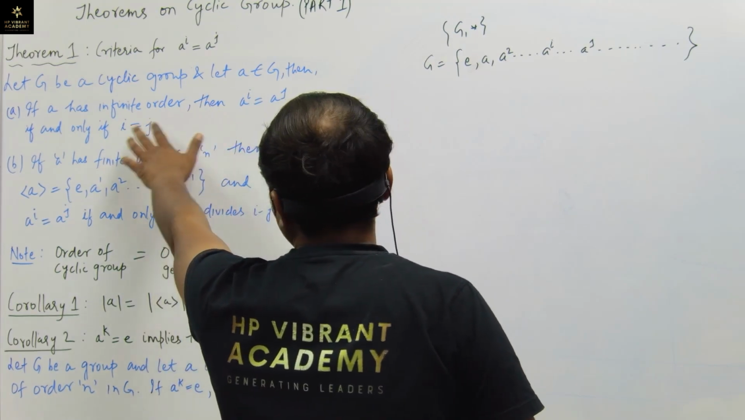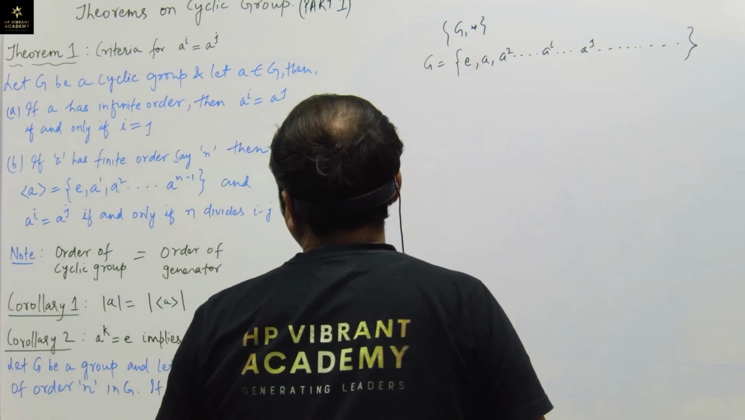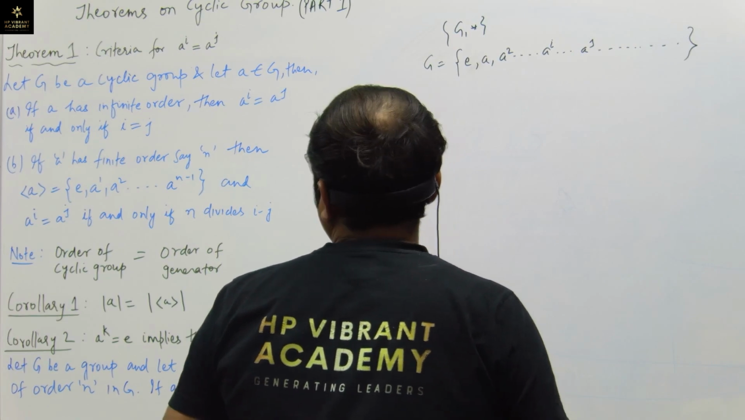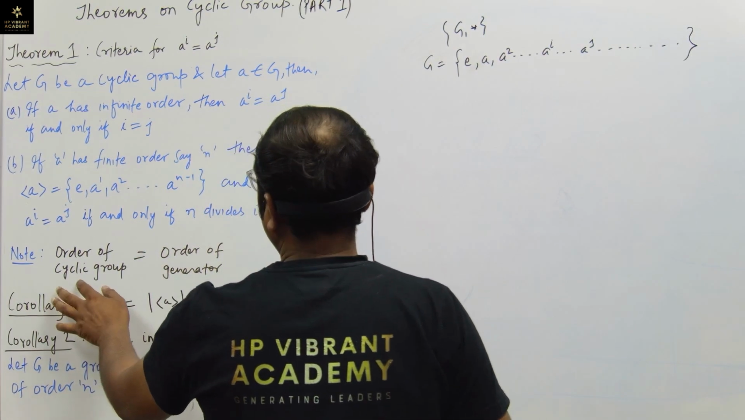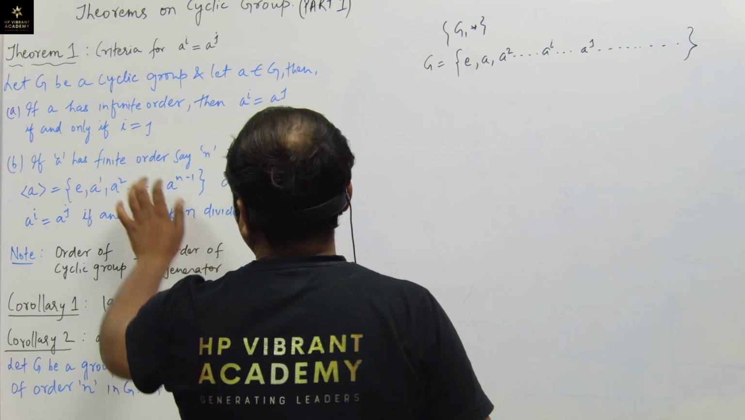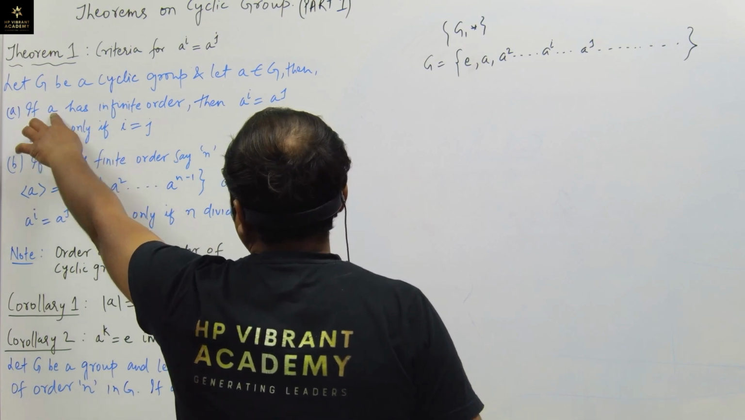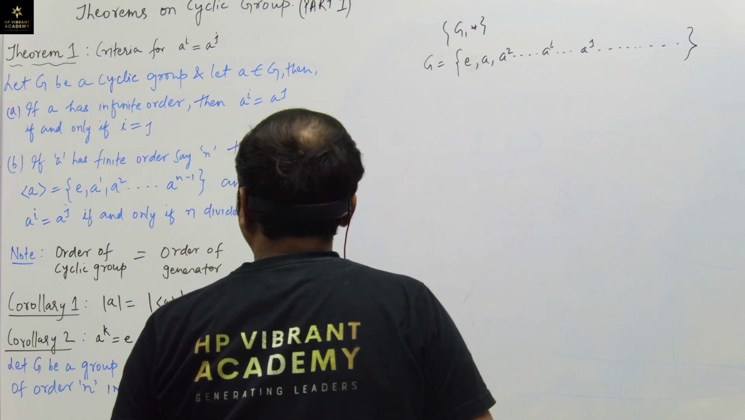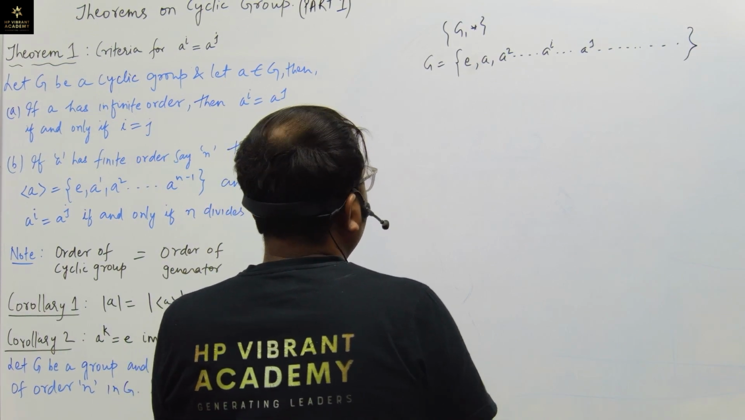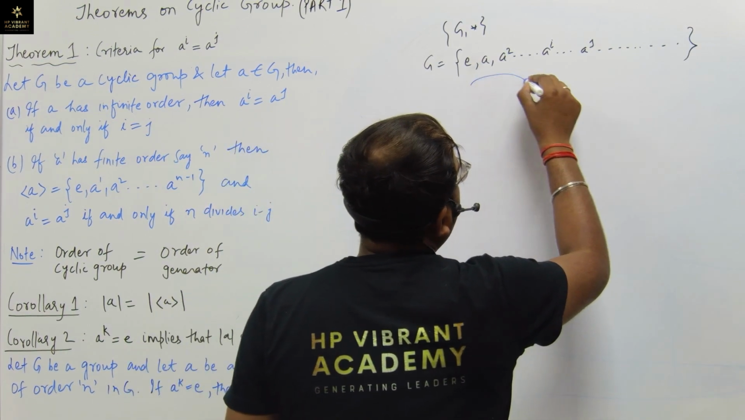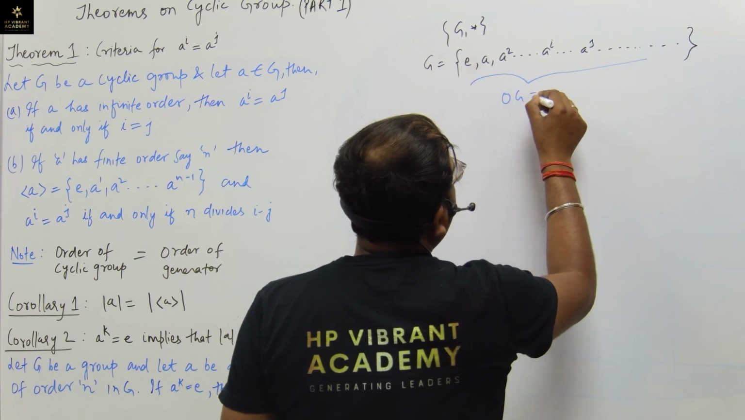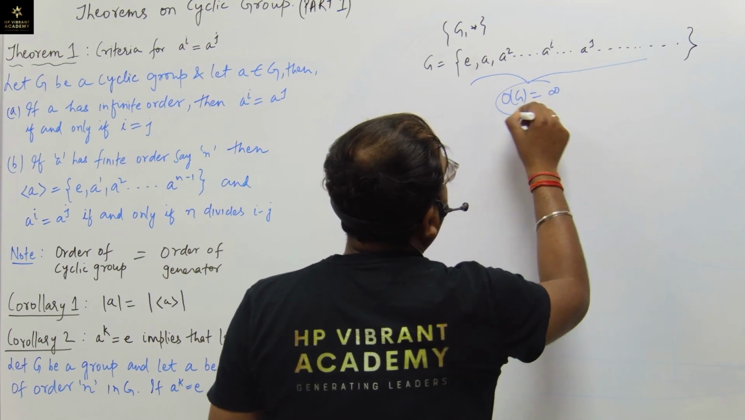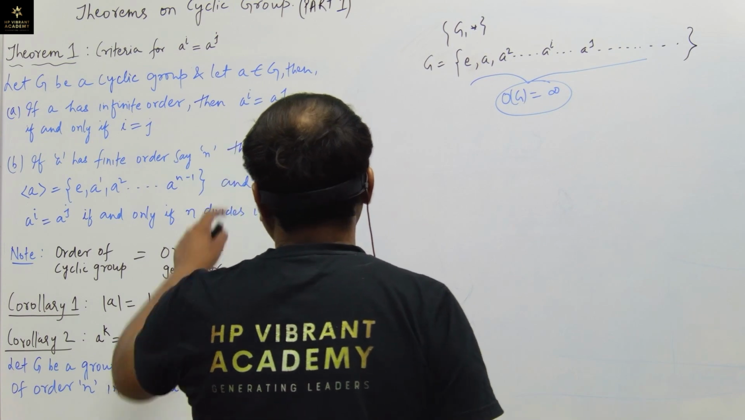In the first case, if a has infinite order, we have studied that the order of a cyclic group is equal to the order of its generator. So we have taken a as a generator. If a has infinite order, then our cyclic group will be of infinite order. So we consider the order of G to be infinity because there are infinite elements. We are discussing the first case here.